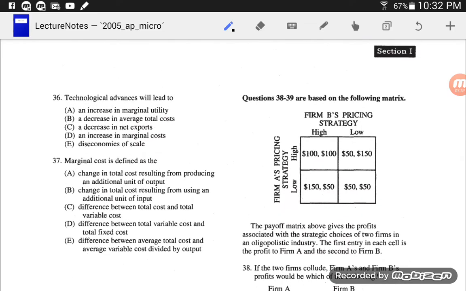Oh, alright. Technological advances will lead to... This is number 36. An increase in marginal... No, it's not going to have anything... Utility, again, has to do with demand, and no, it's not going to increase utility. A decrease in the average total cost, yeah, I think technology would hopefully lower costs.